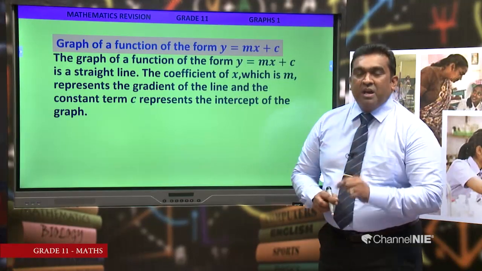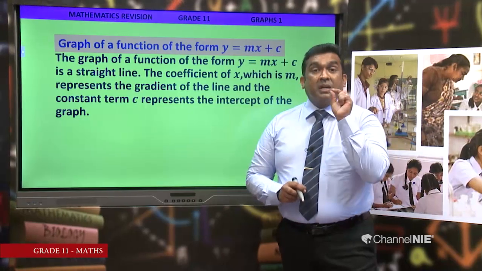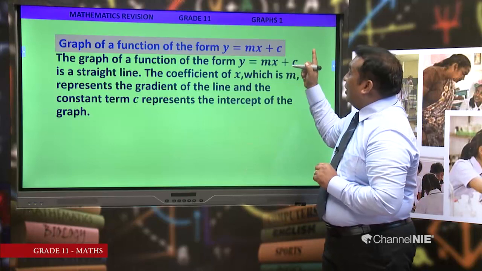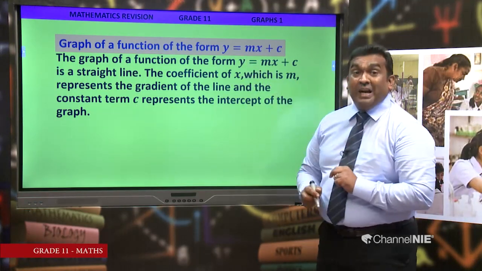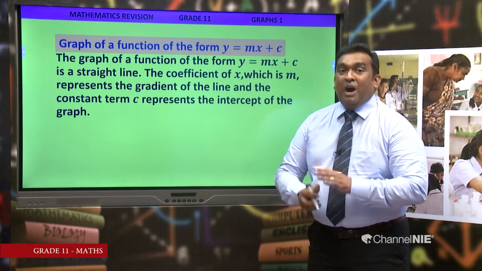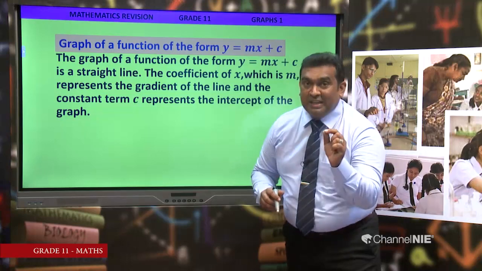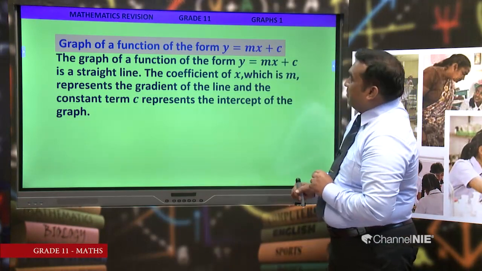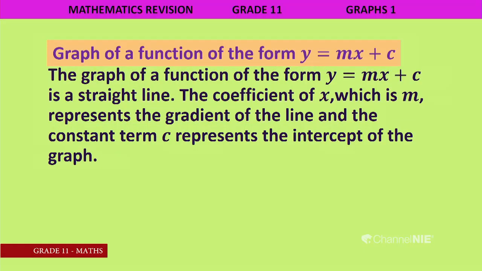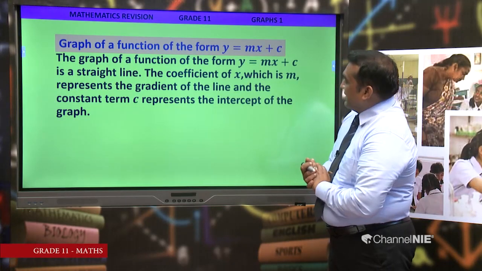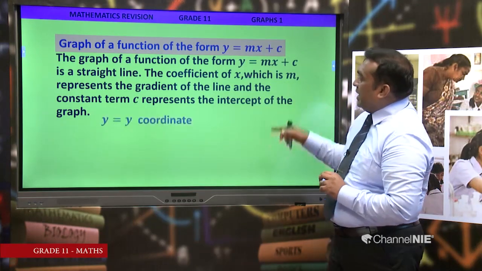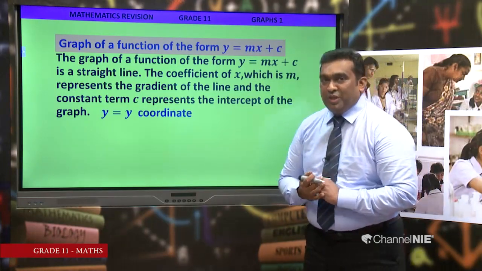The coefficient of x. What is the coefficient of x? Coefficient means the number in front of x. But there is a condition: the coefficient of x when the coefficient of y is 1. Right? How to define the gradient? The coefficient of x when the coefficient of y is 1. Here the gradient is m. The coefficient of x, which is m, represents the gradient of the line, and the constant term c, which has no variable and is a numerical value, represents the intercept of the graph. Then we will see how to identify the standard form of the equation of a straight line.